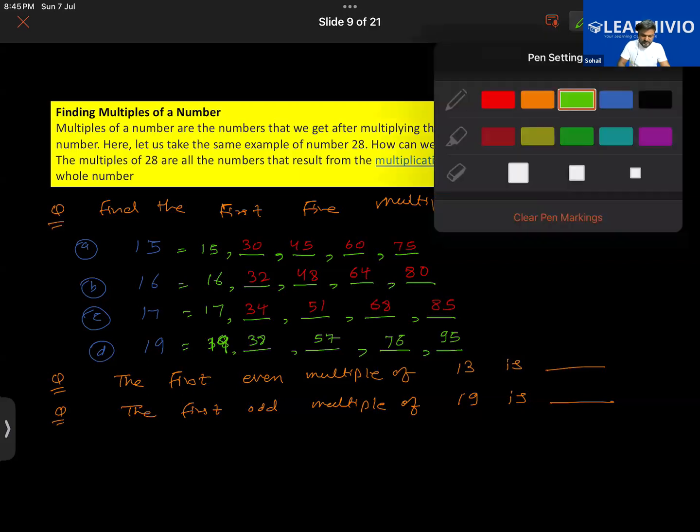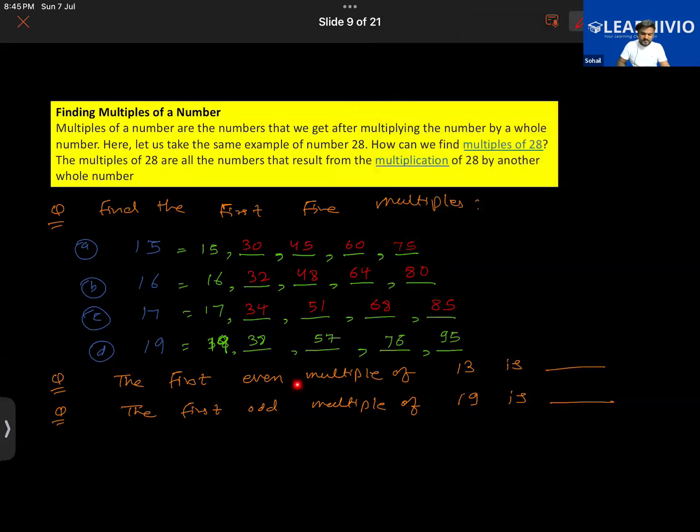Next question: what would be the first even multiple of 13? You have to find this out. You understood the question? 13 twos are 26. Very good. So that is the first even multiple of 13. Okay. What about the first odd multiple of 19?